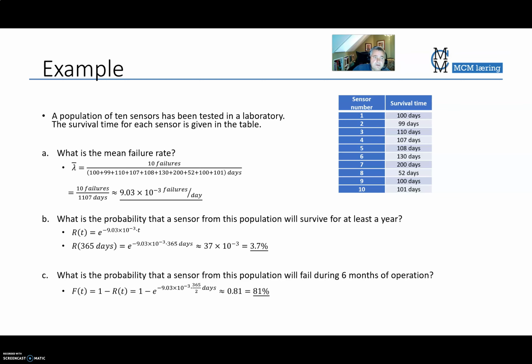F is 1 minus R. So it's 1 minus e to the power of minus 9.03 times 10 to the minus 3 multiplied by half a year, which is 365 divided by 2 days. So it's 81%. So there's an 81% chance that it will fail during 6 months. More than 50% as mentioned earlier.